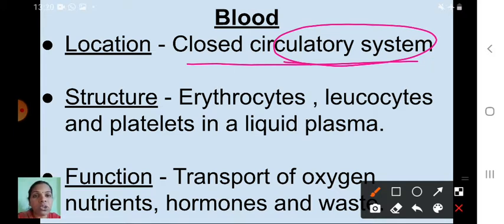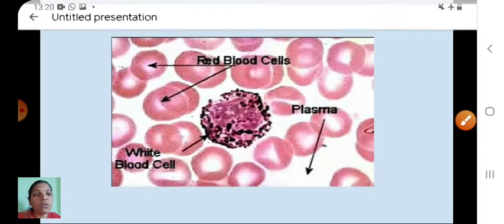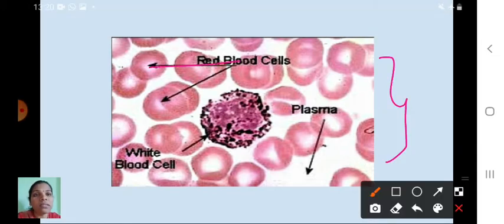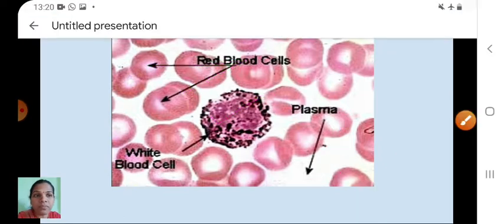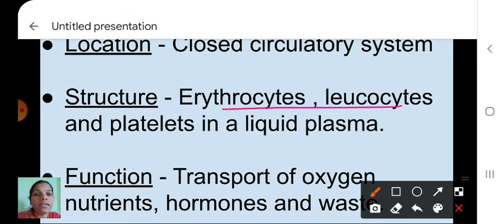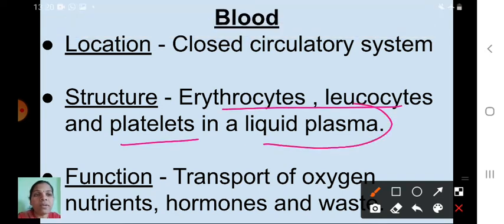Next one is what? Structure. See here, erythrocytes, leukocytes and platelets in a liquid plasma. See here children, the structure I will show you now. Yes, this is the structure of blood. See here, different types of cells. This is red blood cells, and here the intercellular space, that is plasma, is there, and this one is what? White blood cells. Okay, so this is the structure of blood. Okay children, see here, structure: erythrocytes, leukocytes and platelets in a liquid plasma.